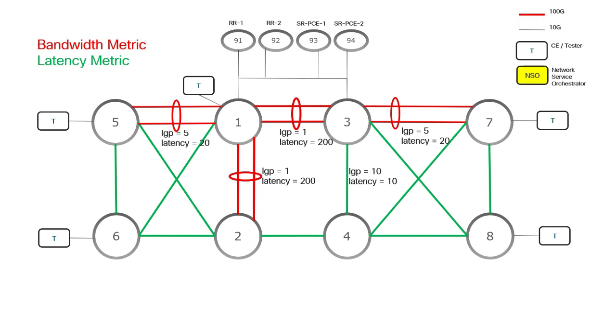So in this testing, when the service is forwarded through the low latency path, it will select the green link as much as possible, while for the bandwidth preferred path, it will select the red link, which is a bundle Ethernet with higher bandwidth.